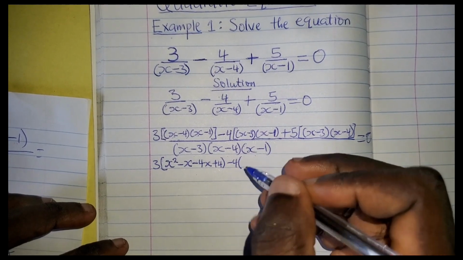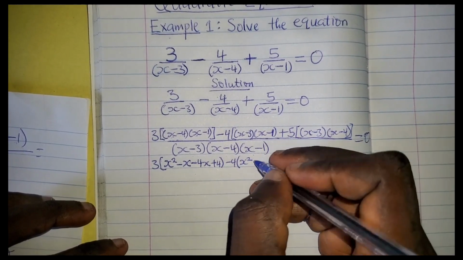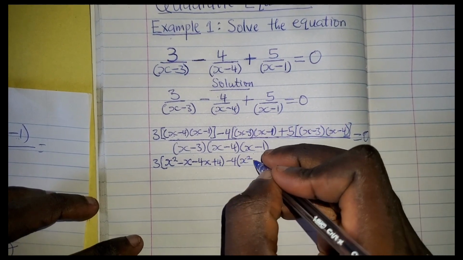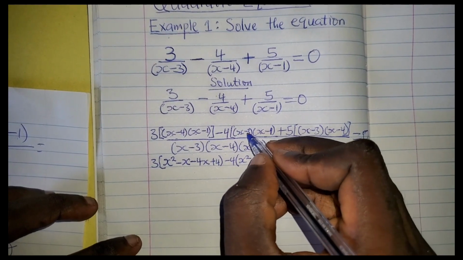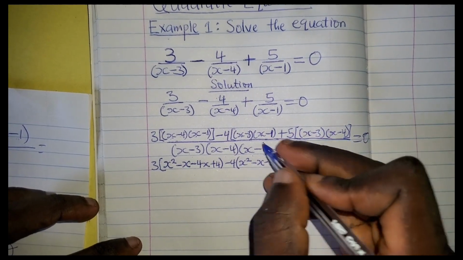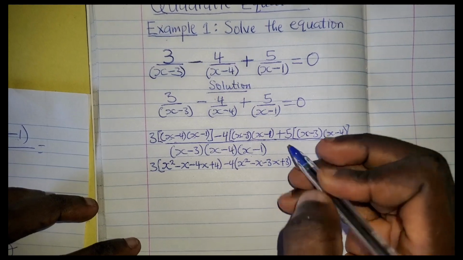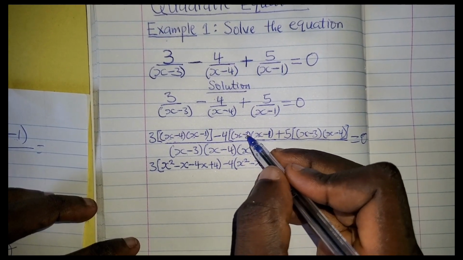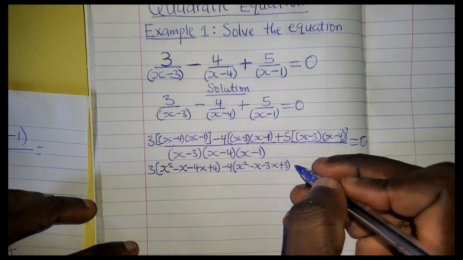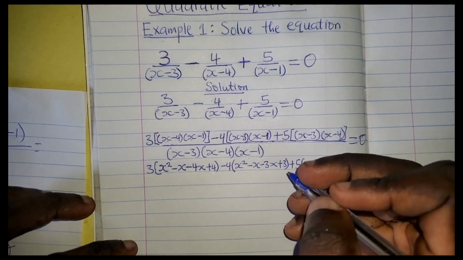Minus 4 into bracket x times x will give me x square, x times minus 1 will give me minus x, minus 3 times x will give me minus 3x, minus 3 times 1 will give me what? Plus 3. You know, minus times minus will give me plus. So 3 times 1 will give me 3 here.